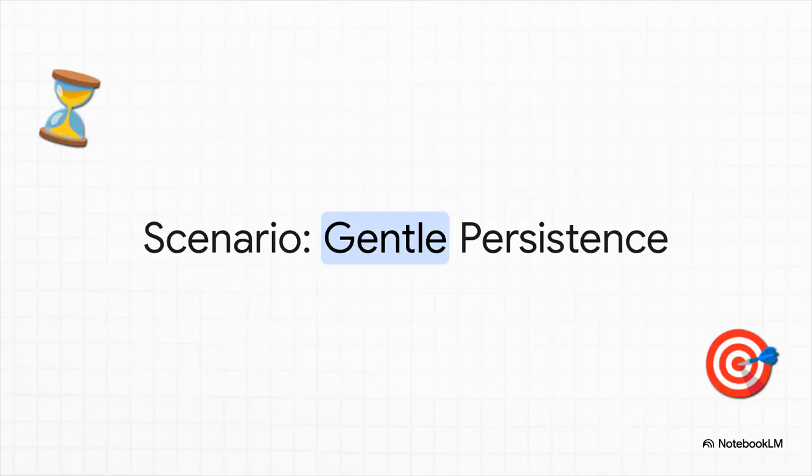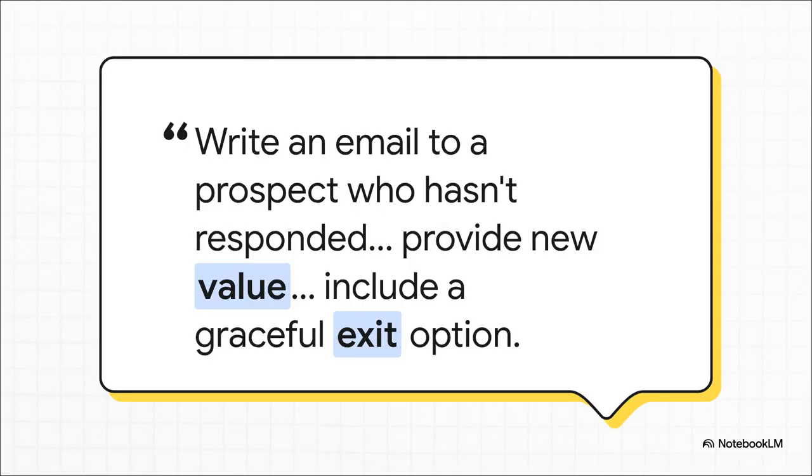Okay, let's tackle another one we've all faced, the prospect who just goes dark. Radio silence, what do you do? This is where AI can really help you be persistent, but in a smart, gentle way. Now, this prompt is so effective because it's not just asking for a checking-in email. No, it's strategic. It specifically asks the AI to provide new value or insight, something they haven't heard from you before. And crucially, it asks for a graceful exit option. This little detail shows massive respect for the prospect's time, and it keeps the door open without being pushy. It's all about being value-focused.